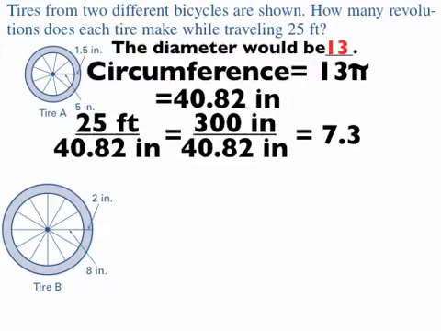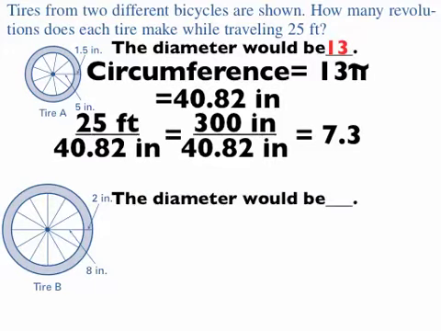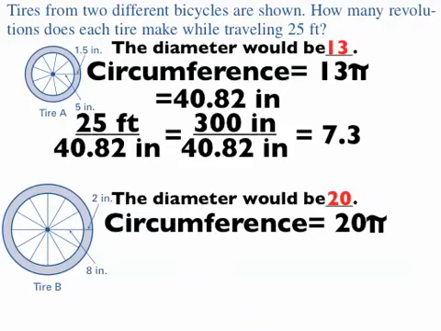It's going to be the same idea for the next example. This time I would have a radius for the whole tire of 10, which means the diameter would be 20. I get that by adding 8 plus 2 is 10, and then that's just going to be the radius of the whole tire, so the diameter would be 20. Go ahead and find the circumference, which would be 20 pi, which is 62.8 inches.